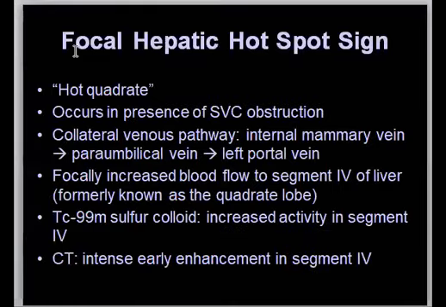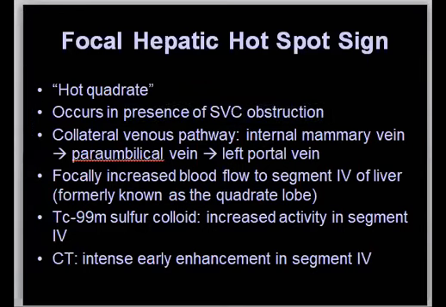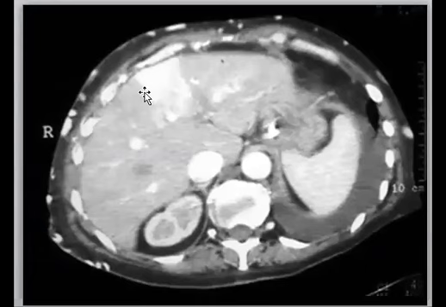It looked like increased radiotracer uptake in the left lobe. So this is what is called the hot quadrate spot sign. So the hot quadrate sign should denote that there is superior vena cava obstruction. And what happened here in this case is that the collateral is open. And when the collateral is open, it shows you this appearance, right?